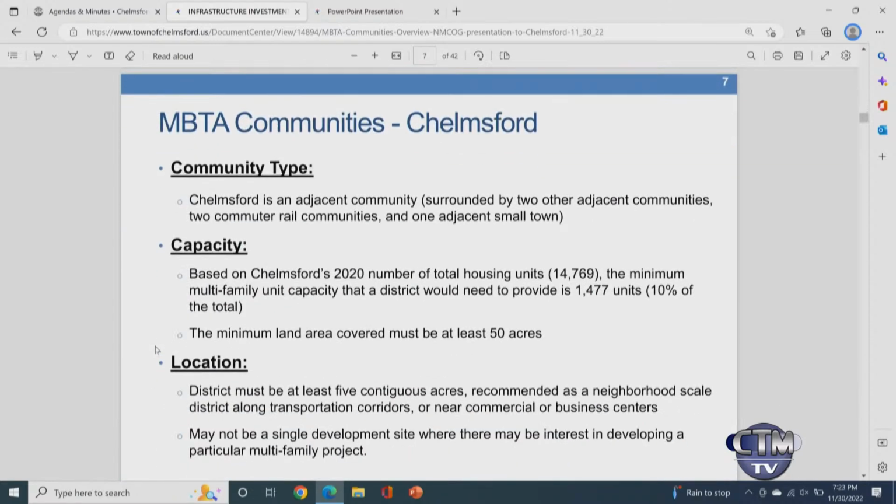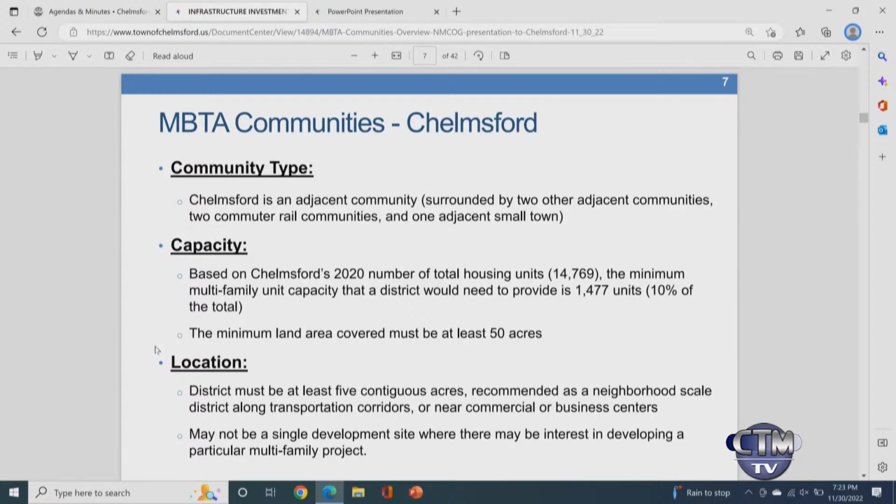So what that means in Chelmsford is that the typology is such that I'm going to name the community types so you understand them. The first type is a rapid transit community. There are about a dozen of those types of communities, mostly in and around Boston. Then you have the commuter rail communities, which have a clear, direct connection to a commuter rail station or location. So in the NMCOG region, Billerica and Lowell are designated as commuter rail communities.